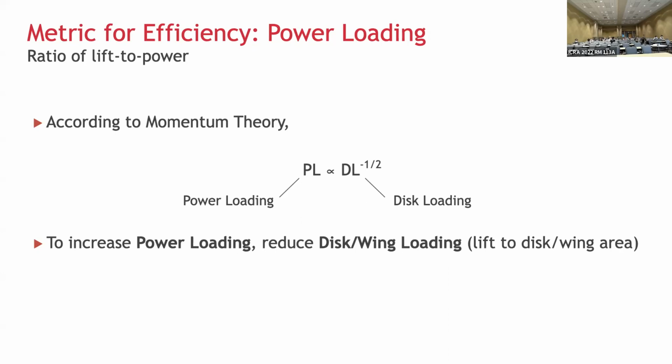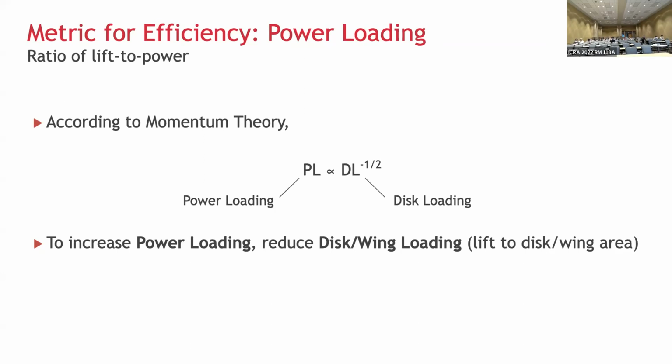But momentum theory gives you the result that this power loading is proportional to the inverse of the square root of the disk loading, which is the ratio of lift to the wing area. Now, what I want to mention is that this power loading doesn't take into account Reynolds number. So this relationship is momentum theory analysis. Its application probably applies to robots of the same mass, same thrust. It doesn't apply to different scales.